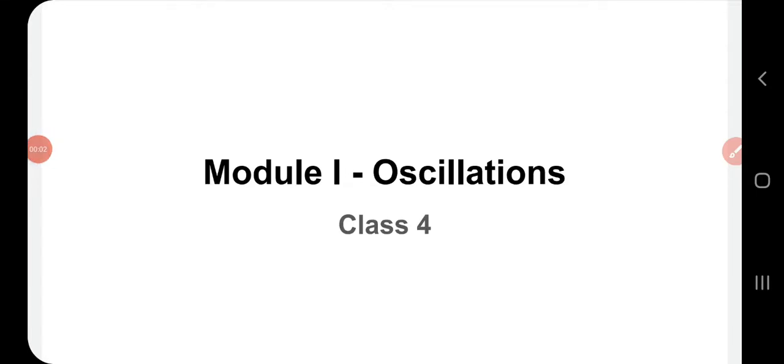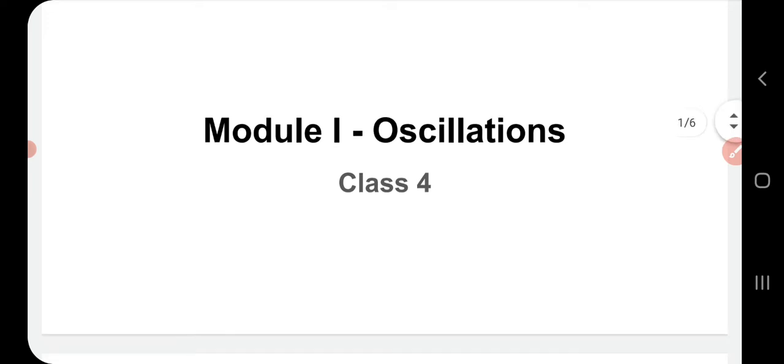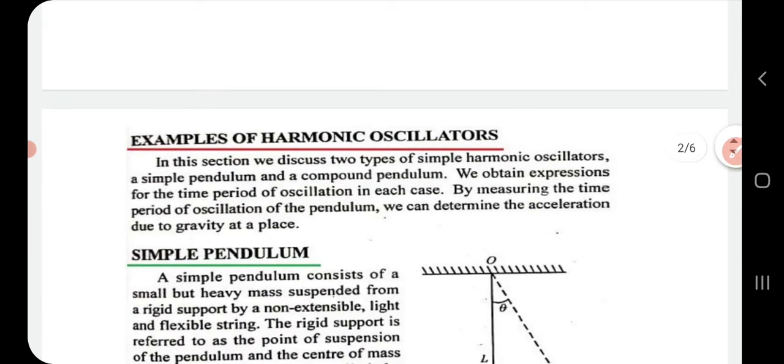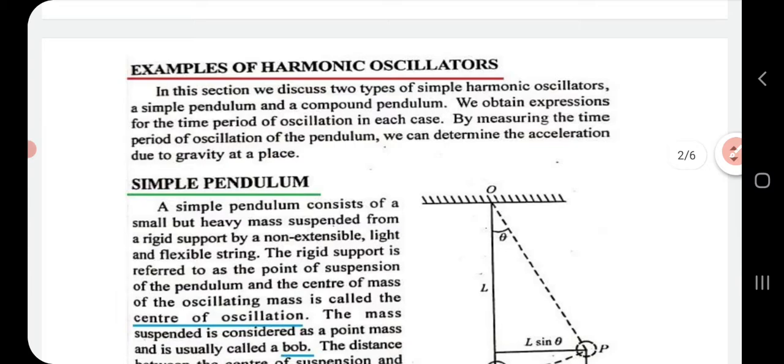Good morning. Now, this is our fourth class on oscillations. Today we are going to discuss some examples of simple harmonic oscillators. Simple harmonic oscillator means anything that executes simple harmonic motion. Here we will discuss two types of simple harmonic oscillators: one is the simple pendulum and the other is the compound pendulum.